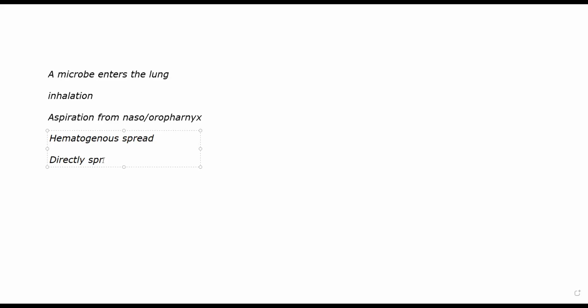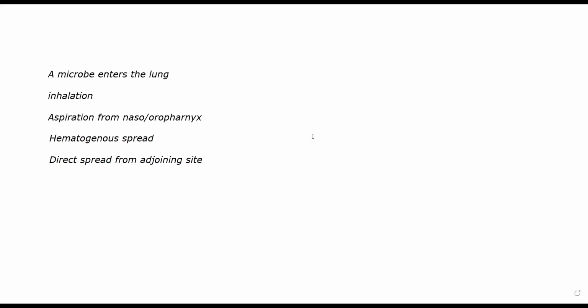Or it is directly spreading from an adjoining site. Let's suppose someone has an infection in their cardiac tissue, or an infection in their thymus. If there is any infection in the surrounding area, even a muscular infection or whatever infection near the adjoining area of the lung, or in the trachea, from there it can reach the lung and cause pneumonia.